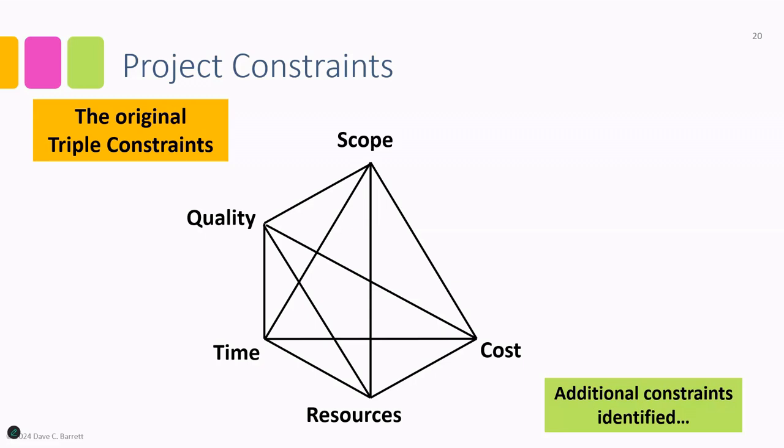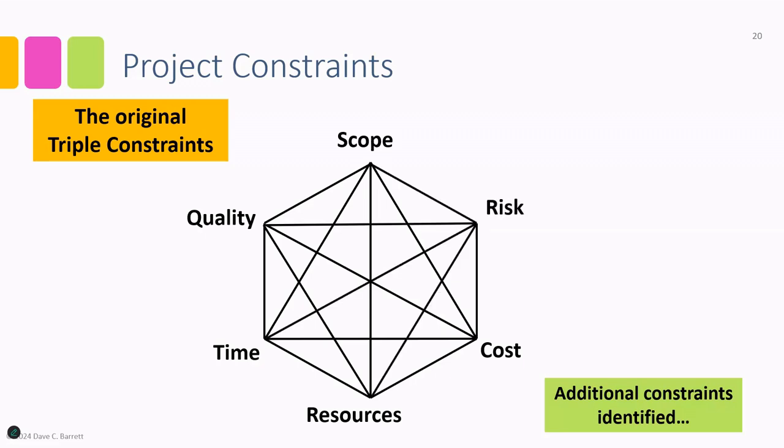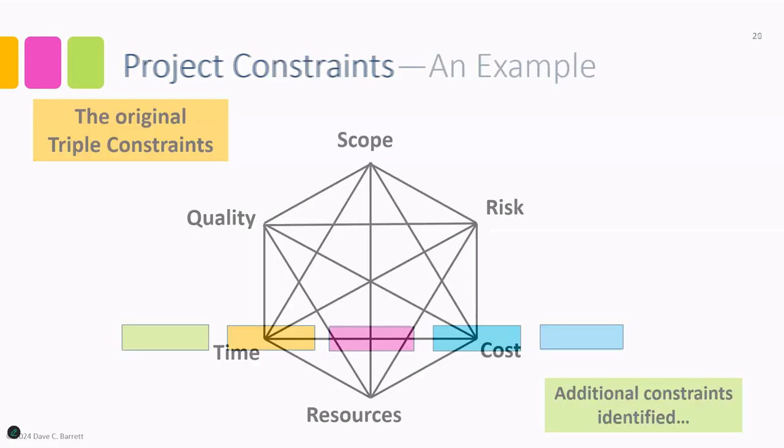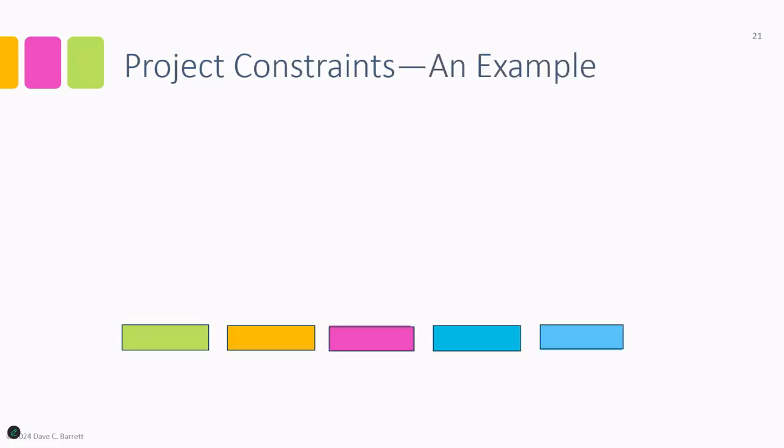And then finally, the sixth constraint is the level of risk that may be tolerated by the organization. And again, each of the other five constraints will affect that risk amount. So these six constraints are something that project managers and project teams need to be aware of and manage throughout the project. Let's look at an example, as it's sometimes easier to see the impact of constraints through an example.